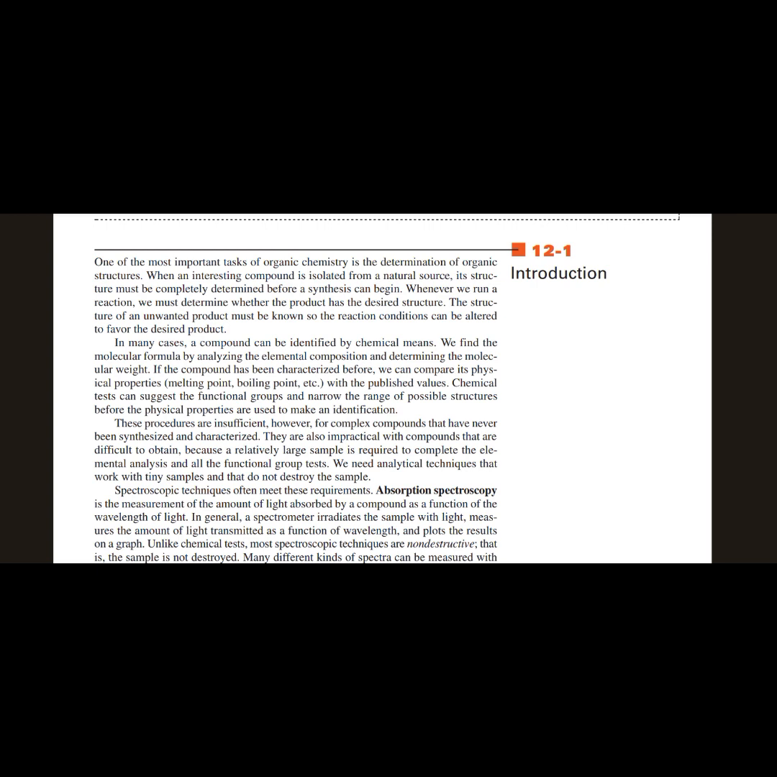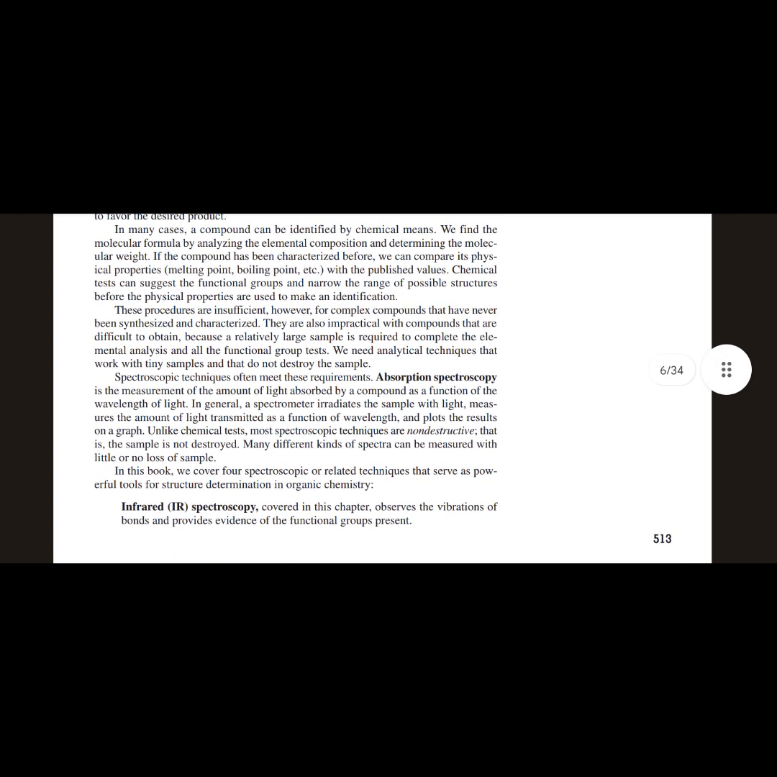Absorption spectroscopy. Absorption spectroscopy is the measurement of the amount of light absorbed by a compound as a function of the wavelength of light. In general, a spectrometer irradiates the sample with light, measures the amount of light transmitted as a function of wavelength, and plots the result on a graph. Unlike chemical tests, most spectroscopic techniques are non-destructive. That is, the sample is not destroyed. Many different kinds of spectra can be measured with little or no loss of sample.